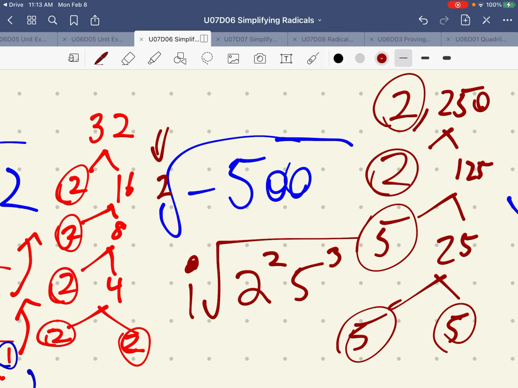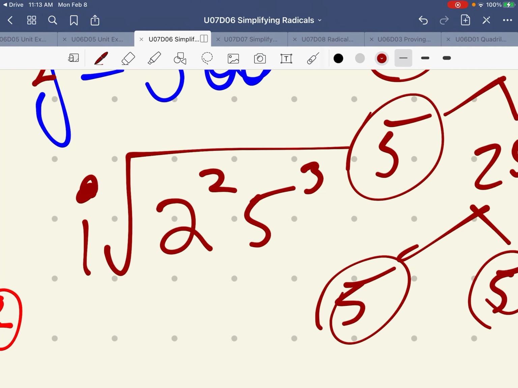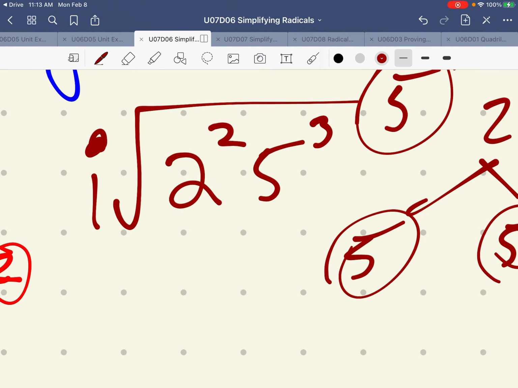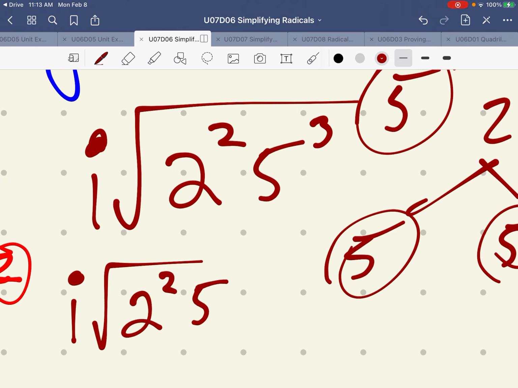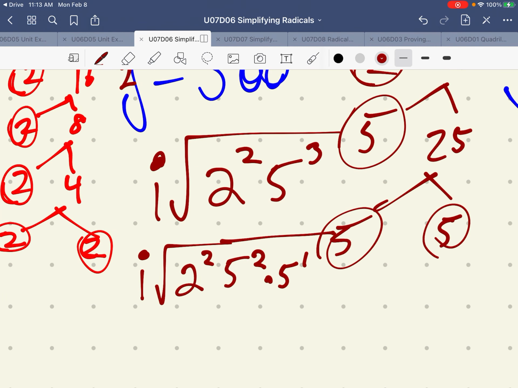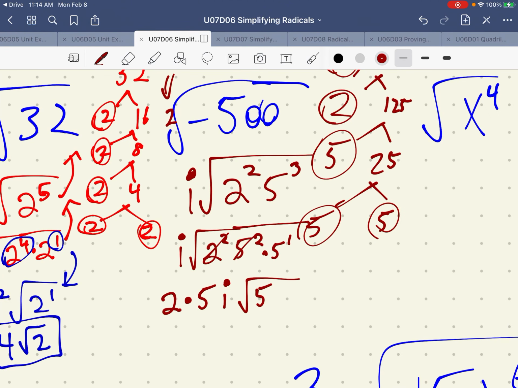And like I mentioned before, we're going to rewrite this so that the exponents have at least some even component. So this will be equal to i, radical 2 to the second, 5 to the second, and 5 to the first. So the square root of 2 to the second is going to be 2 to the first, so we're going to get 2. The square root of 5 to the second is going to be 5 to the first, so 5. We still have an i out here. So these have now come out of the radical, and the 5 to the first power is going to stay inside. So this will simplify to be 10i radical 5.